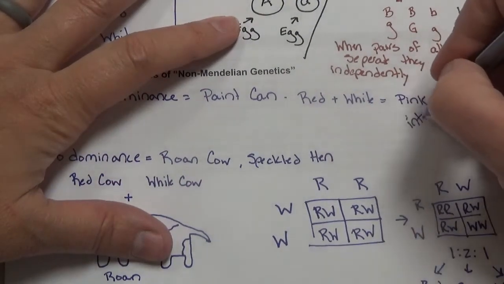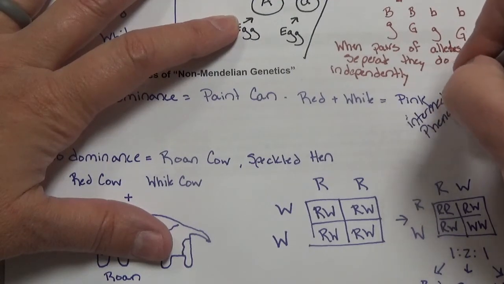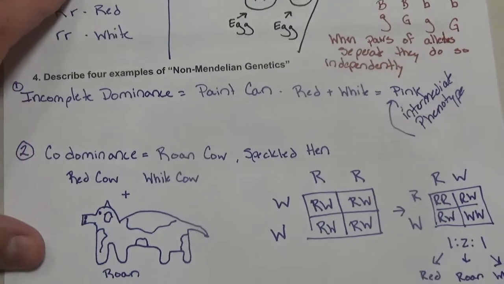So that's intermediate phenotype. Okay, so there's your incomplete dominance.